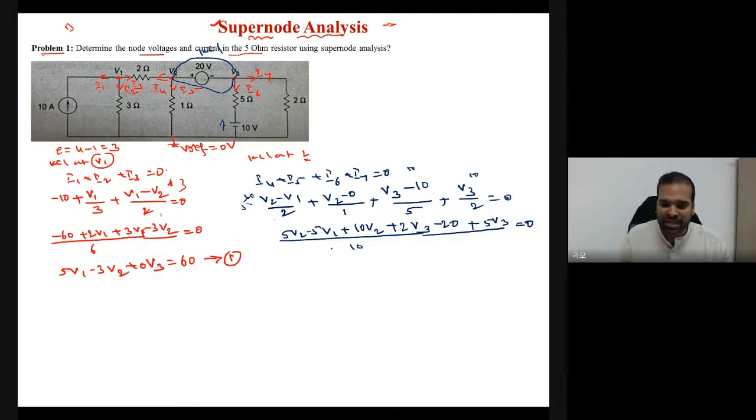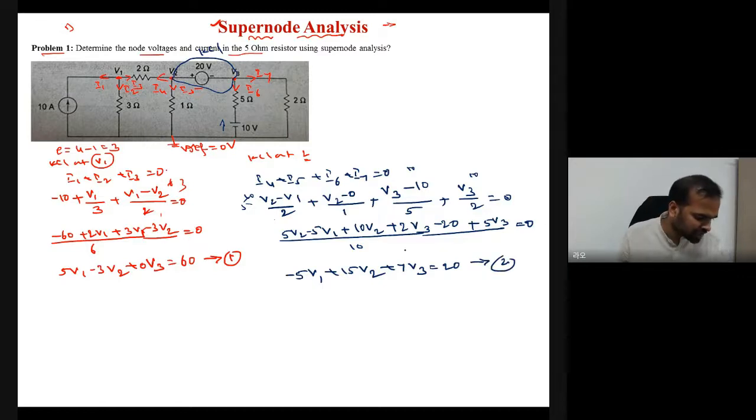Now you always need to write V1, V2, V3 terms. Therefore here you have minus 5V1, and V2 terms means 10 plus 5, 15. So you have 15V2. And do you have V3 terms? Yes. 5 plus 2, 7V3. So this is minus 20. If it goes to the right hand side, this is plus 20. Therefore, the equation 2 is minus 5V1 plus 15V2 plus 7V3 equal to 20.